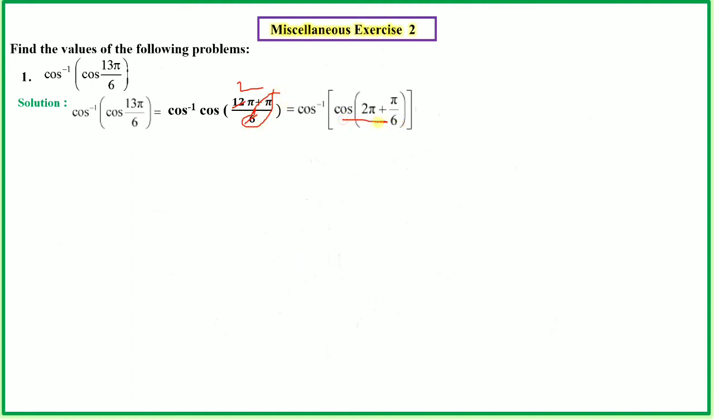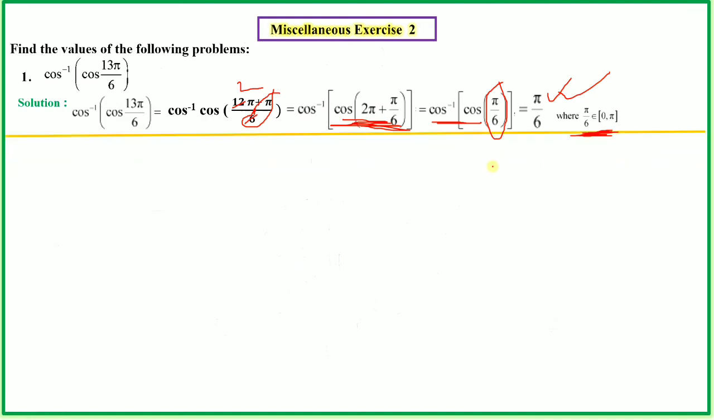And cos 2 pi plus theta means first quadrant, and in the first quadrant cos is positive, so it is cos theta, cos inverse cos pi by 6. As pi by 6 belongs to the first quadrant, we can remove these two. This is equal to, where pi by 6 belongs to 0 to pi, that is the principal branch range, so it is equal to pi by 6. So the value is pi by 6. That's all about question number 1.